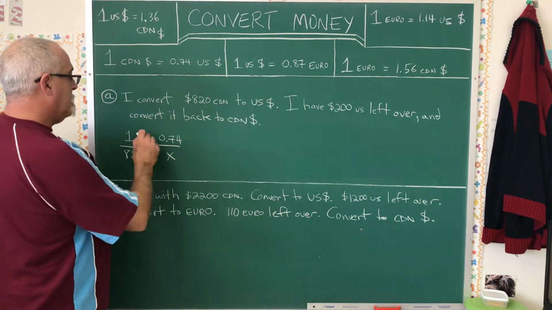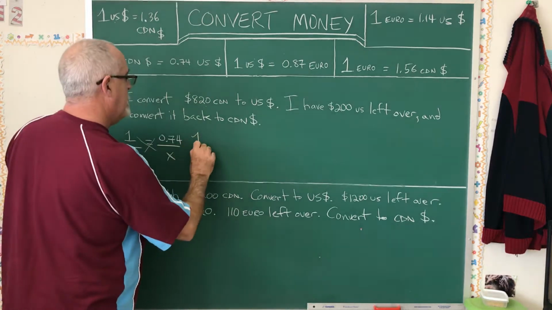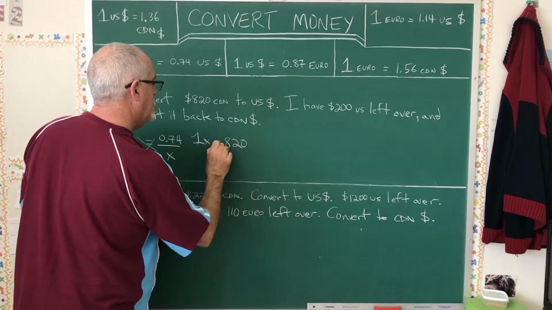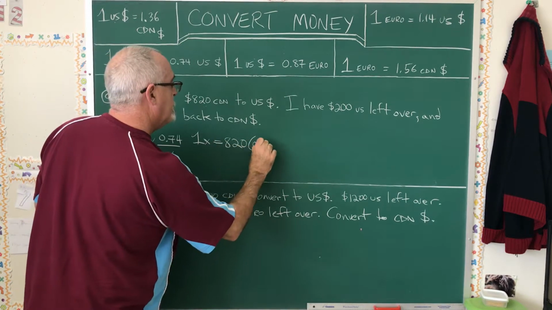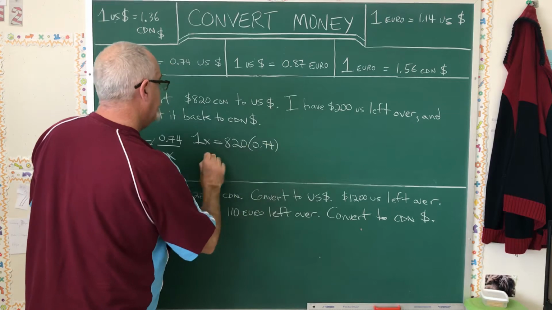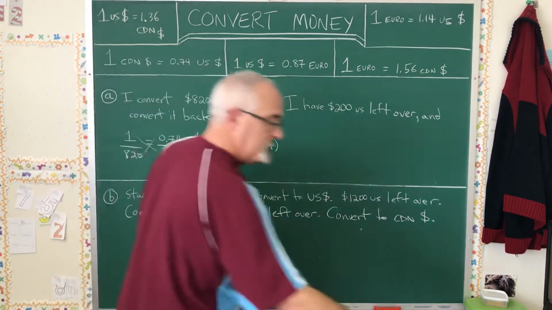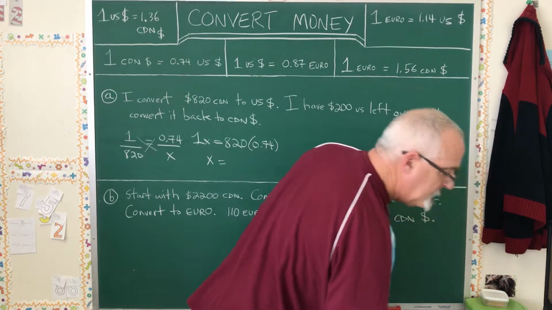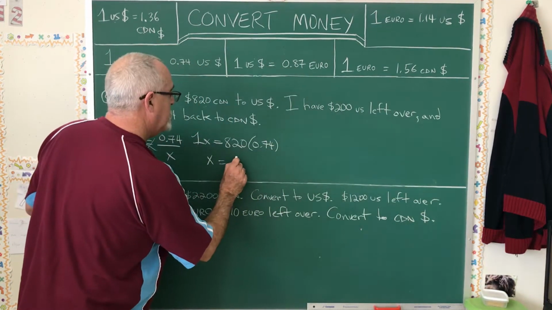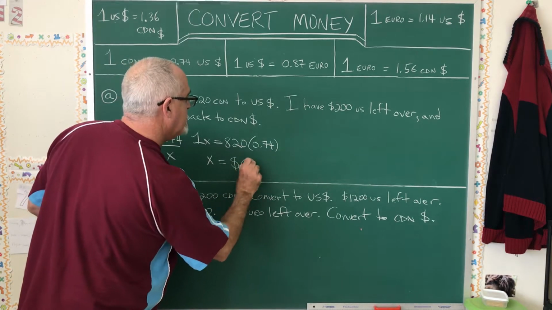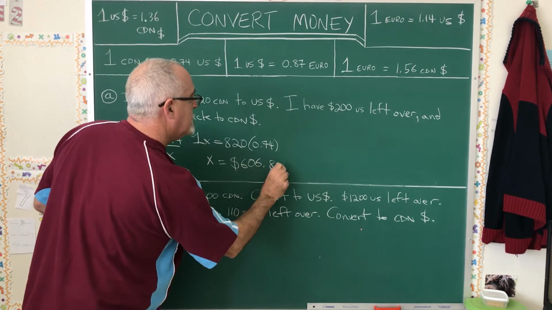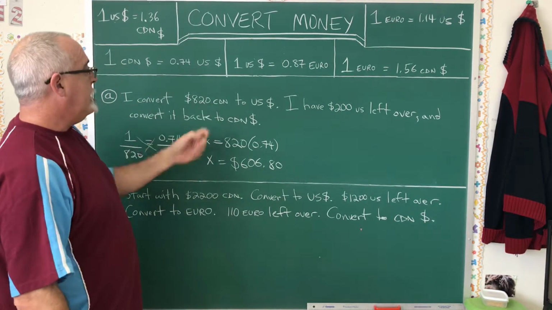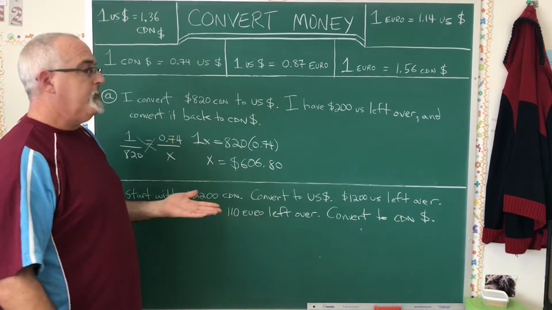And I solve this with cross multiplication. I end up saying 1 times x equals 820 times 0.74. So x is equal to 606.8, but that needs a unit of measure, so it's $606.80 US. That's how much I get when I convert my 820 Canadian to US at today's exchange rate.